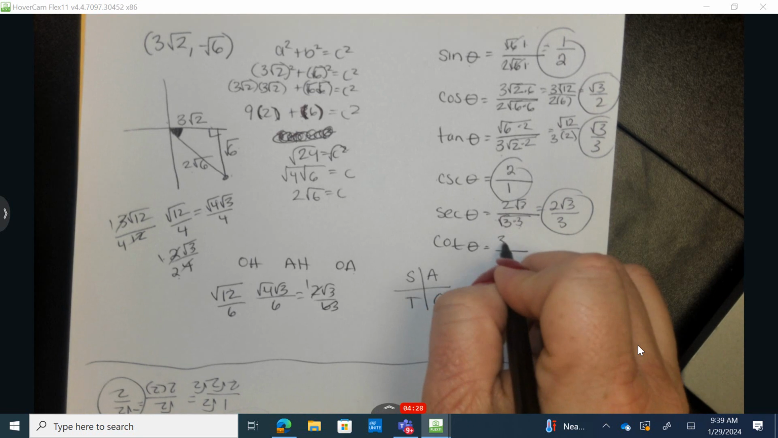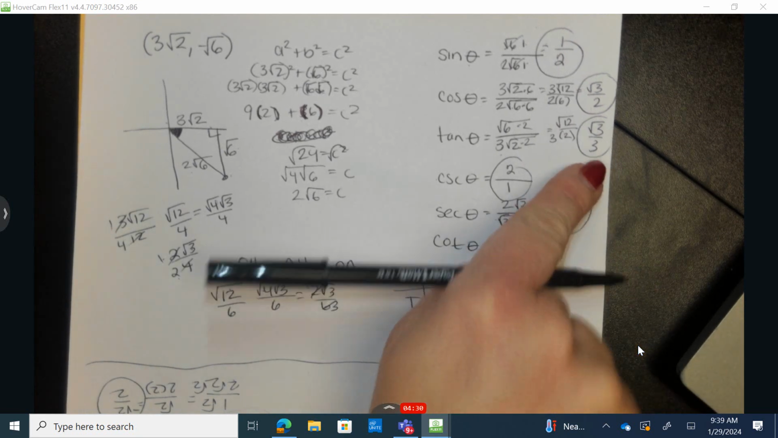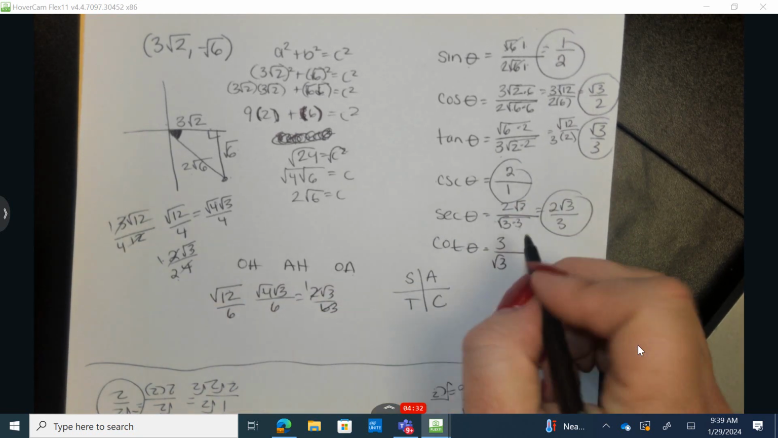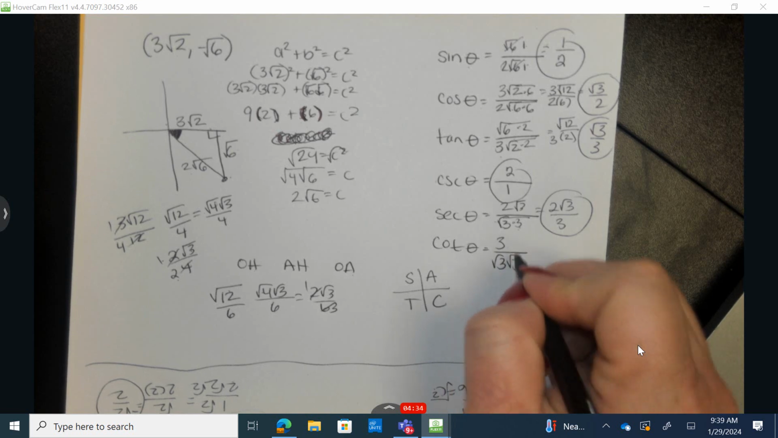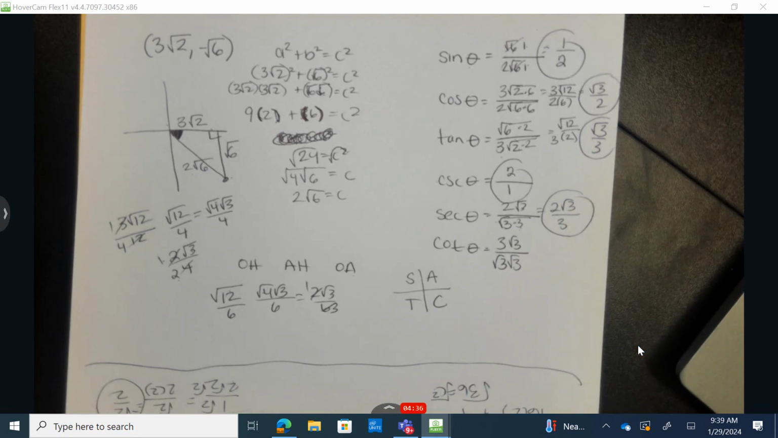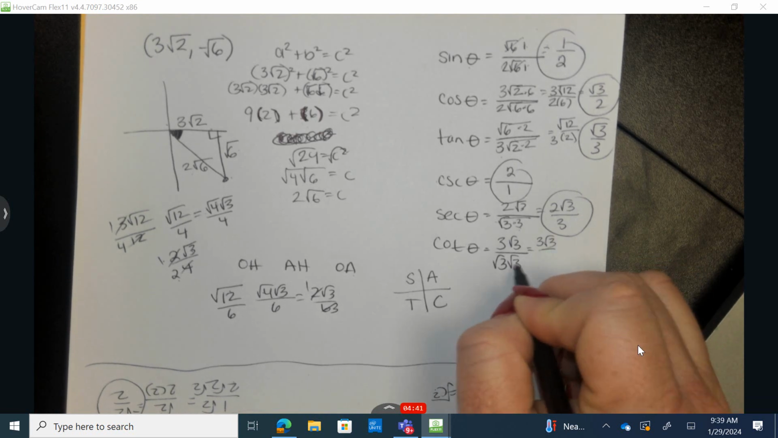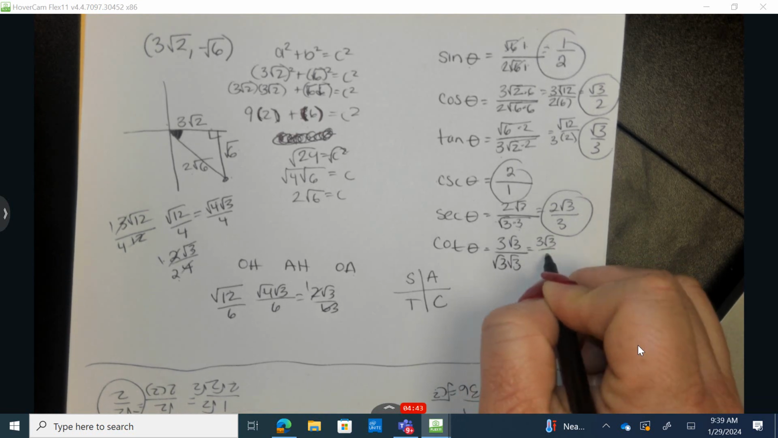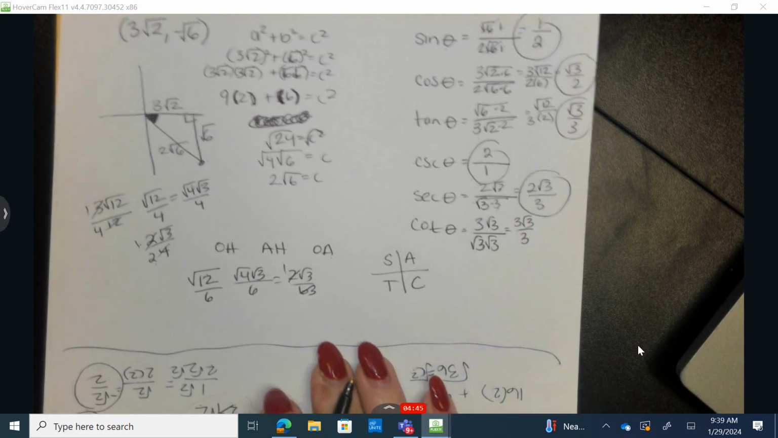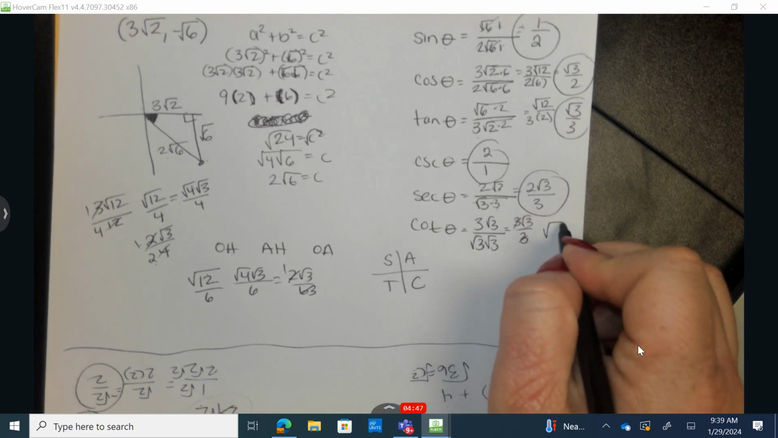Now when I flip that, I get 3 over the square root of 3 because tangent and cotangent are reciprocals of one another. I'm going to multiply both the top and the bottom by the square root of 3 to rationalize the denominator. And I have 3 radical 3 over 3 times 3, which is 9. The square root of 9 is simply 3. And we can see that my 3's are going to simplify.